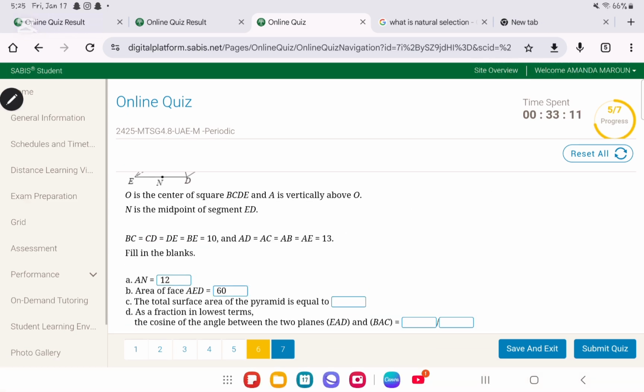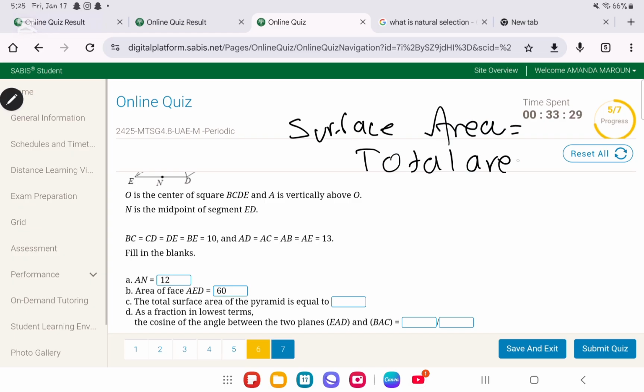Now, the total surface area of the pyramid. This is a nice question. I like surface area personally. I don't know if you guys like it, but surface area, I'm just gonna write it in full. So surface area is equal to what? The total area. So all the areas added together.